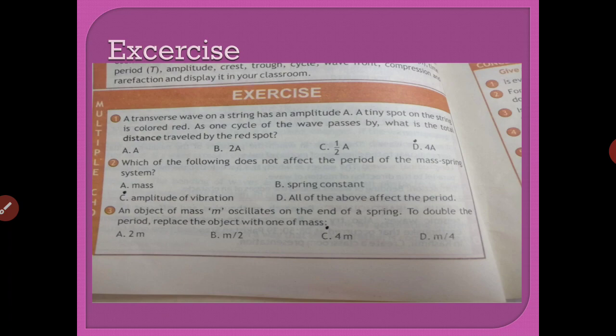If you want to double the time period, which mass should you replace? Again the same formula: the time period is equal to 2π√(m/k). Now m is directly proportional to the time period. It means if we want to increase the time period, we will increase the mass as well. So we will replace the mass by 4m. This 4m is the correct option because the other mass values are less, so this one is the maximum mass. By putting 4m we will get double the value of the time period.